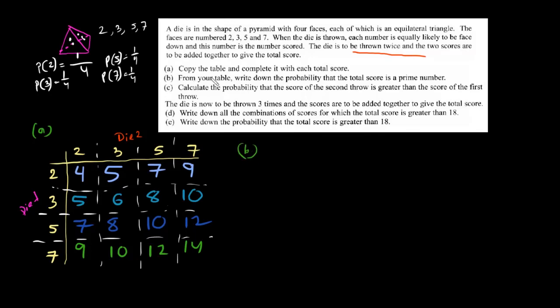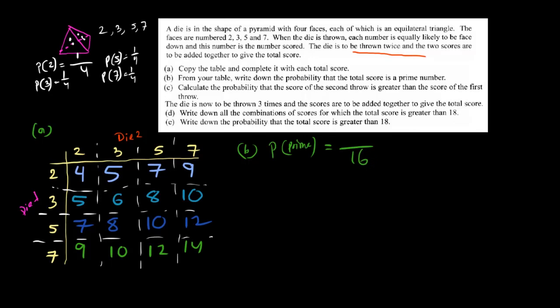Now in question number B, from your table, write down the probability that the total score is a prime number. Now we don't have to worry about the permutations over here, because when you have a table, you can just see how many numbers there are. So 1, 2, 3, 4, 1, 2, 3, 4. There are 16 numbers over here. So the probability that the total is a prime number is out of 16.